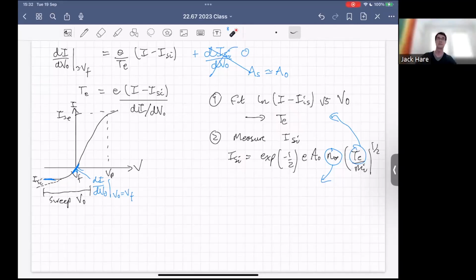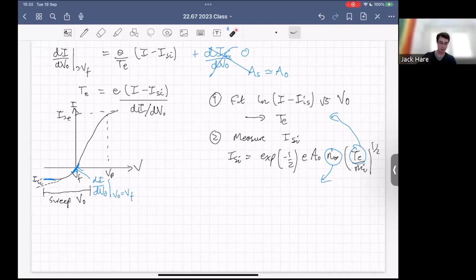Why won't it affect your interpretation of TE if it depends on it? You're quite right. I guess it's inside a logarithm, so it's less important there. But yeah, it will still have some effect. You're quite right.